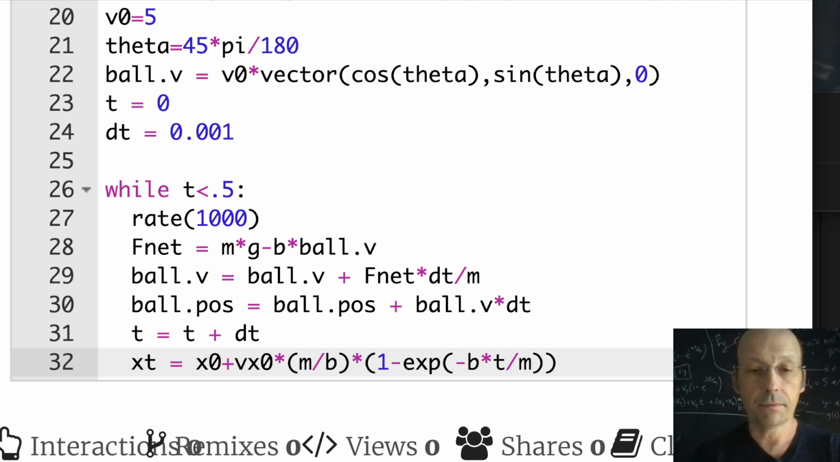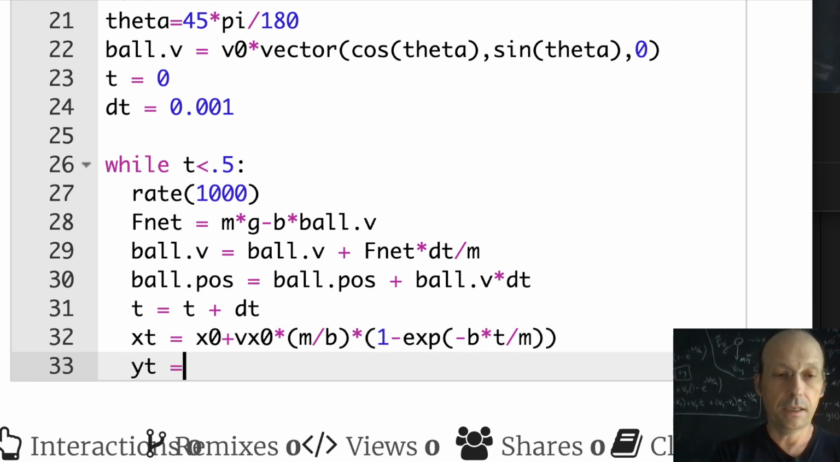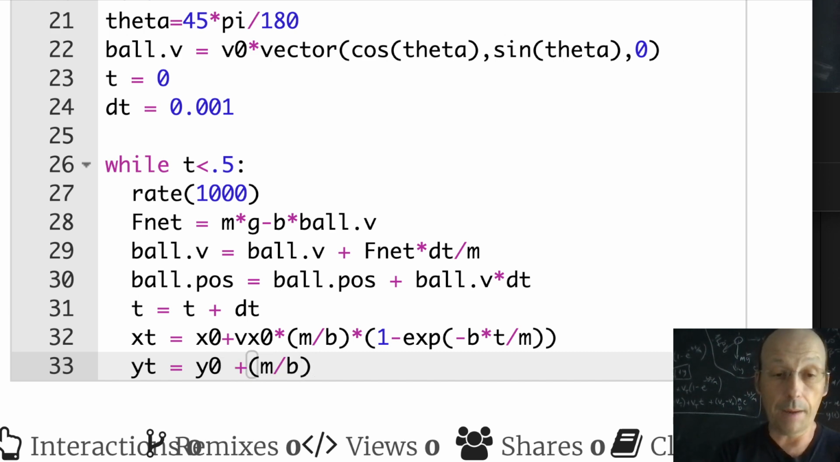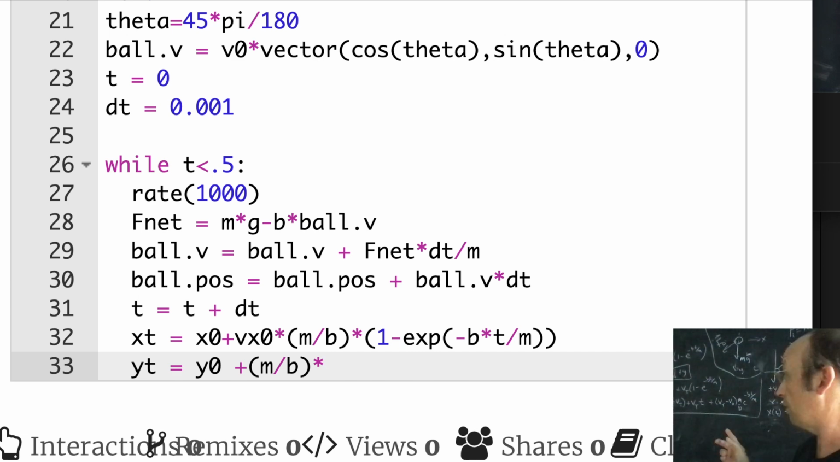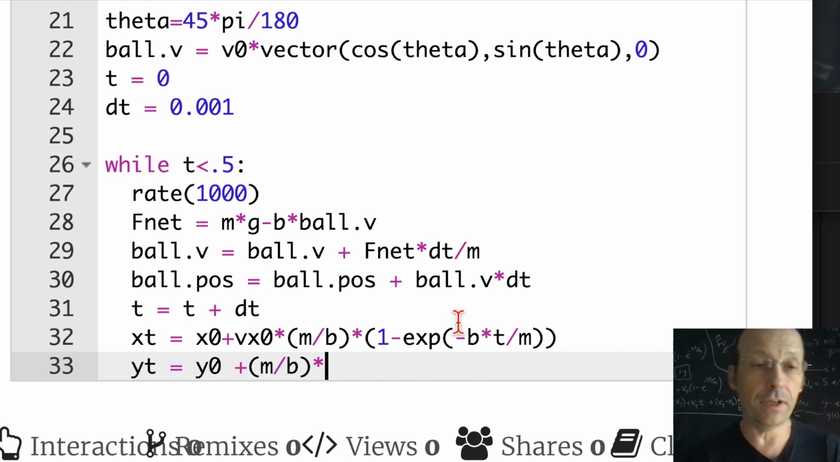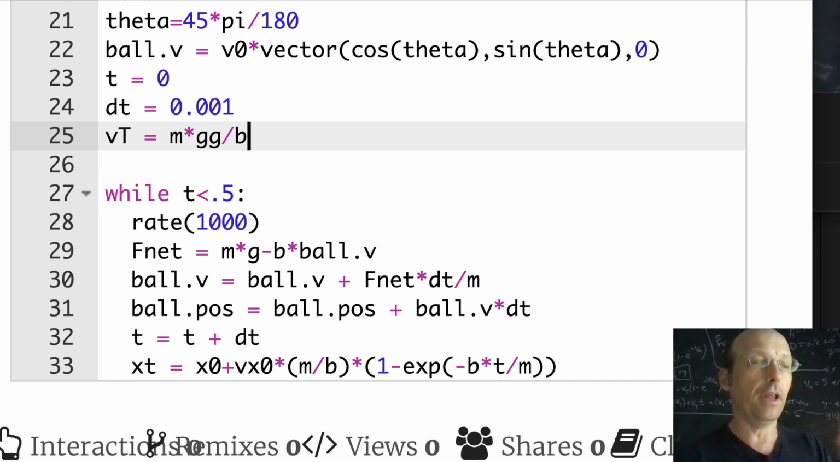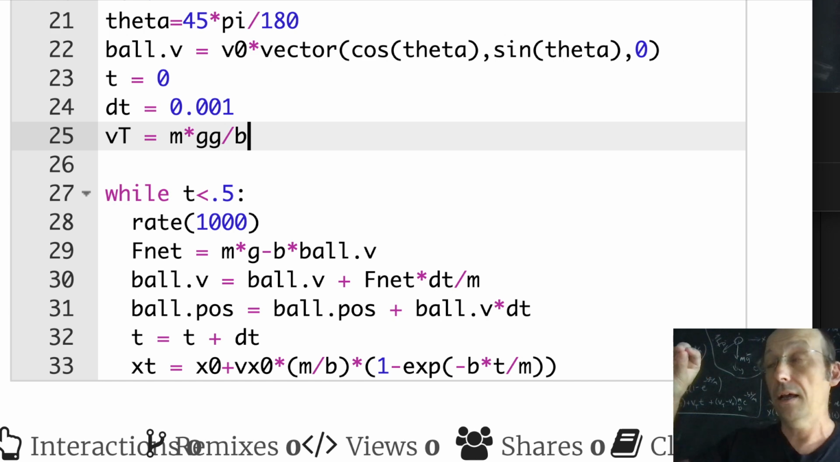Right. Okay. And then yt is going to be, now this one's a bit longer, y0, which was 0, I don't need to do that, plus m over b. I'm going to make a mistake here. I'm letting you know right now. Times v0. Oh, I didn't calculate vt. So vt is going to be equal to m times gg divided by b. And that was something we did before. Like, so b vt, the terminal velocity, is when it's equal to the weight.